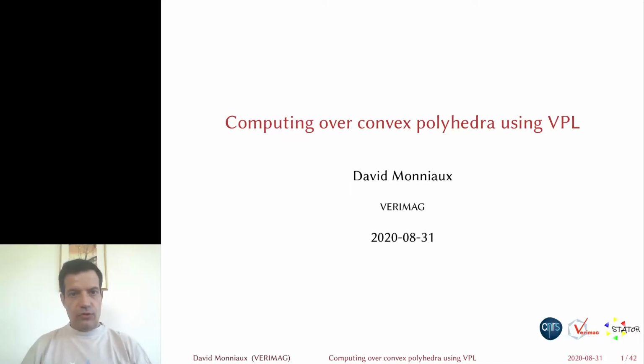I'm from the Verified Laboratory in Grenoble, attached to CNRS and the University of Grenoble. I'm going to talk about our library for computing of convex polyhedra, the VPL. So why convex polyhedra? Our intended goal with these polyhedra is to use them to express invariants about dynamic systems or programs. So dynamic systems first.